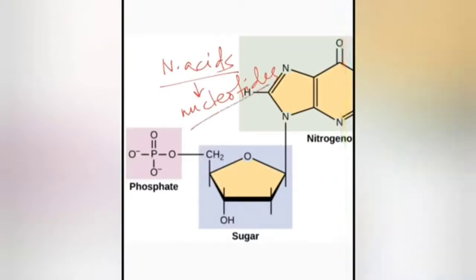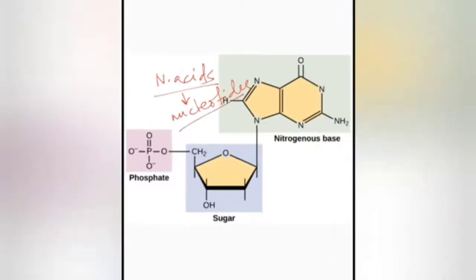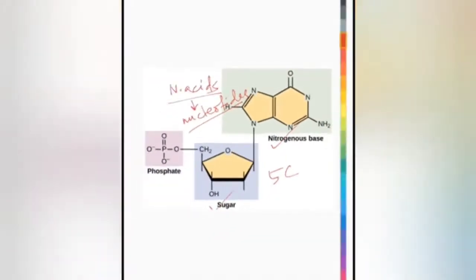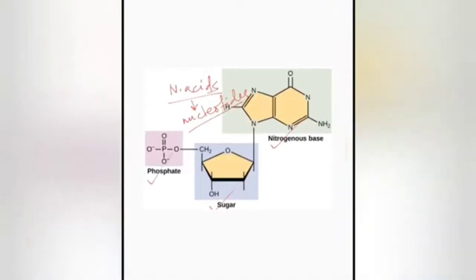So each nucleotide is made up of a nitrogenous base, a sugar, pentose sugar. Pentose means it will have 5 carbons. Okay, a pentose sugar and a phosphate group. Okay, so these are the 3 main components of a nucleotide, and many nucleotides make up a nucleic acid.